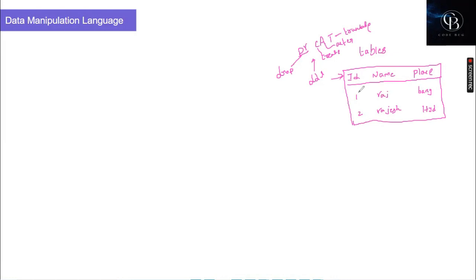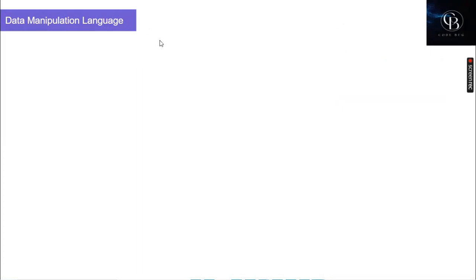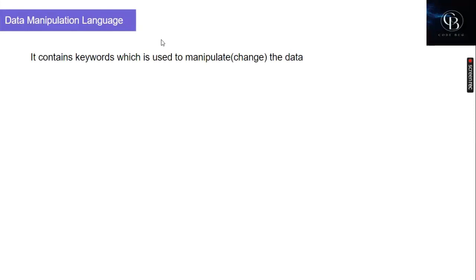Now, if you want to work on data, meaning inserting data into a table, updating data in a table, or deleting data in a table based on some conditions, if you want to do any data manipulation, we will use DML, that is data manipulation language. In this video we will discuss DML commands. Now observe, what is meant by DML? It contains keywords which are used to manipulate the data. What is meant by manipulate the data? It means changing the data.